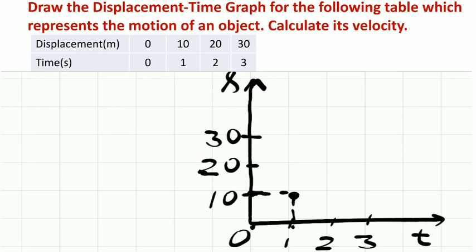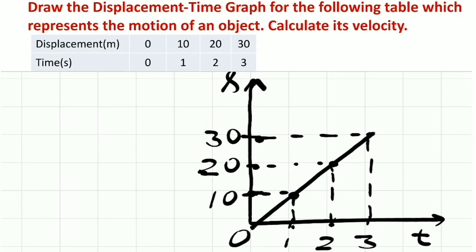Now when the time is 2, the displacement is 20. The time is 2, displacement is 20. So meet them, we get this point. Okay, next thing, the time is 3 and the displacement is 30. So meet them, we get this point. Now meet all these points. So we get this graph. This is the displacement time graph for the table given.